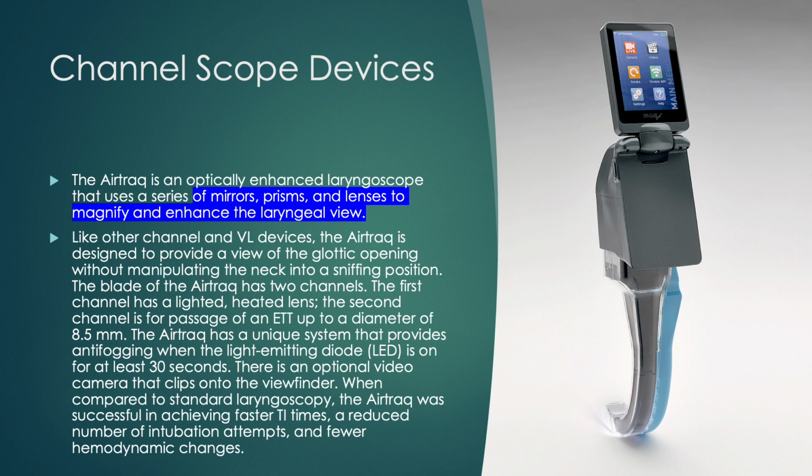This is the Airtraq. There's a question on the C exam that asks for a video scope that uses a series of mirrors, prisms, and lenses to magnify it. It's the Airtraq. Like other channeled and video laryngoscope devices, it gives a good view of the glottic opening without neck manipulation. It has 2 channels. You should be familiar with it. But these are very regional. They're in the Northeast. I've never seen one of these in person, but you should be familiar with them.